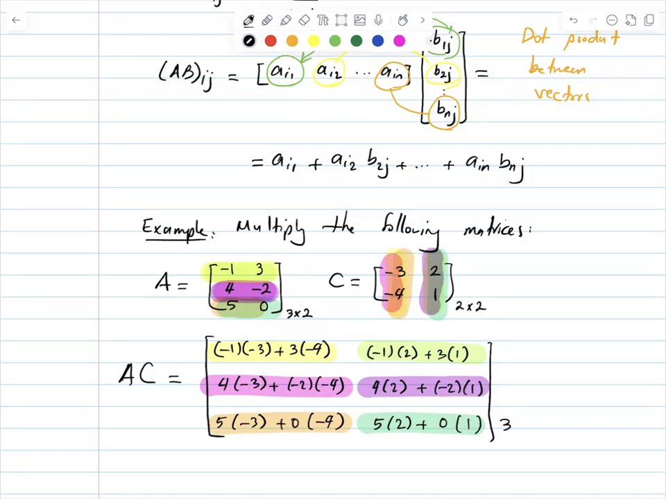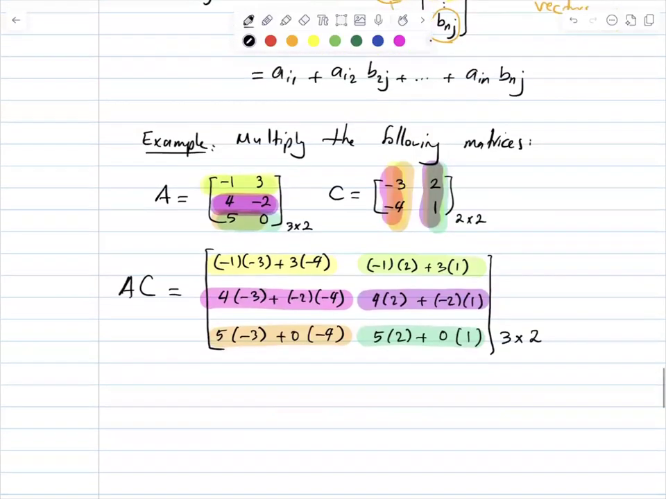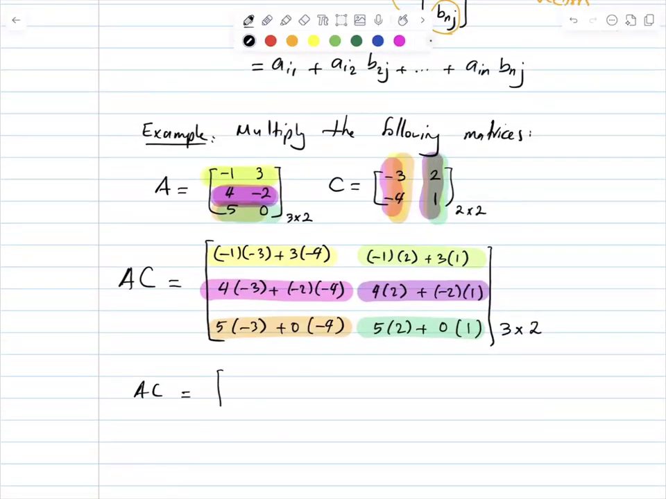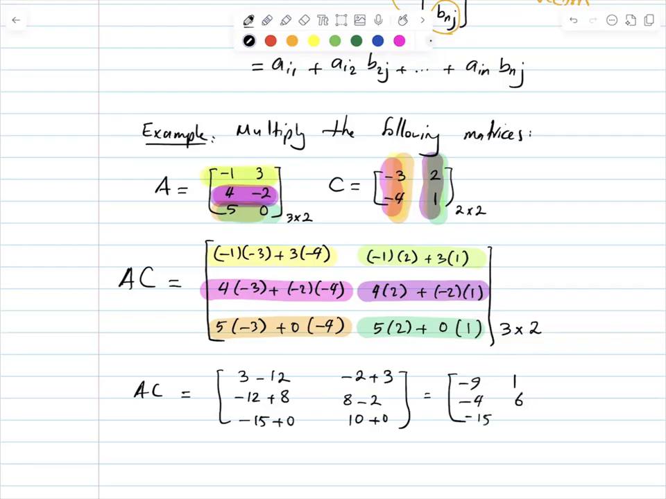And please note that we have 3 rows and 2 columns. So this new matrix AC can be written as: I have 3 minus 12, I have -2 plus 3, I have -12 plus 8, I have 8 minus 2, then I have -15 plus 0 and 10 plus 0. So this multiplication is -9, 1, -4, 6, -15, and 10. We have a 3 by 2 matrix. Perfect.